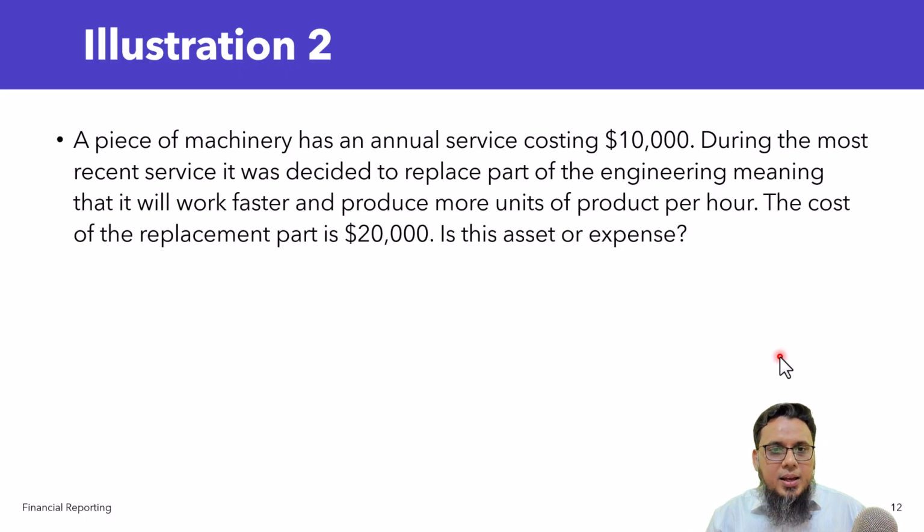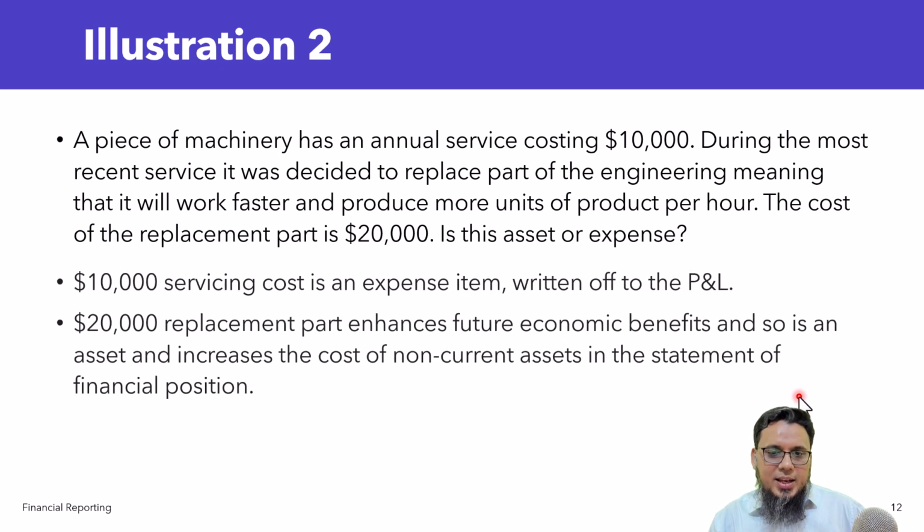Okay. Illustration. A piece of machinery has an annual servicing cost of $10,000. During the most recent service, it was decided to replace part of the engineering, meaning that it will work faster and produce more units of products per hour. The cost of the replacement part is $20,000. Is this asset or expense? You can pause, wait for the answer, or you can just give a guess.